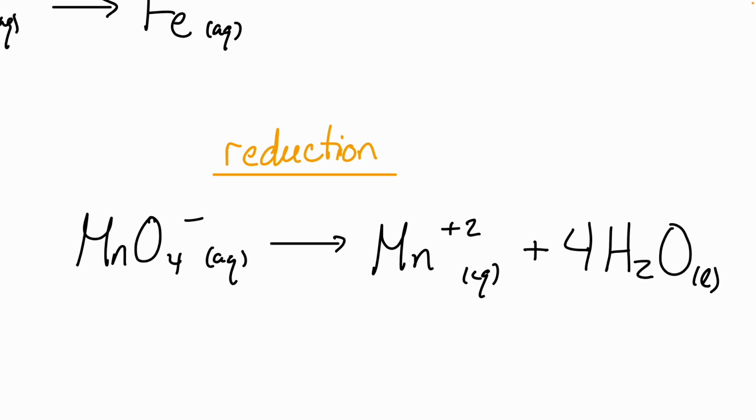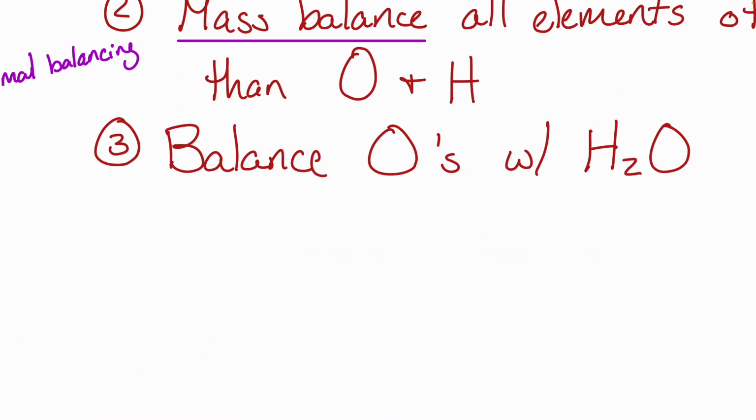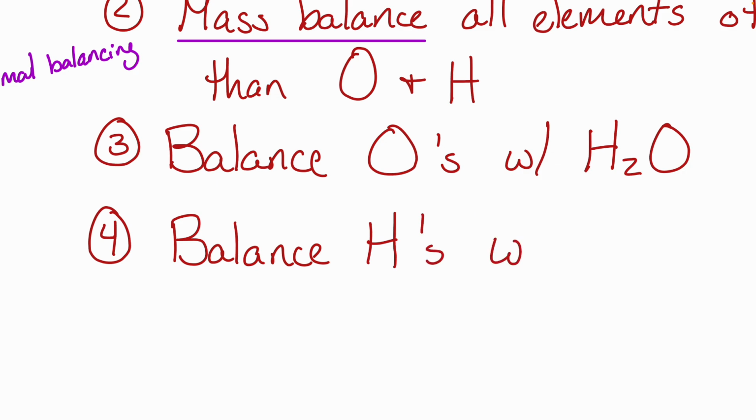So cool, now I've balanced my oxygens, and now I have a whole bunch of hydrogens on the product side that weren't on the reactant side. So now I just introduced a new problem here. So next step, we balanced our oxygens with water. Now we're going to balance those hydrogens using those hydrogen ions, H+.